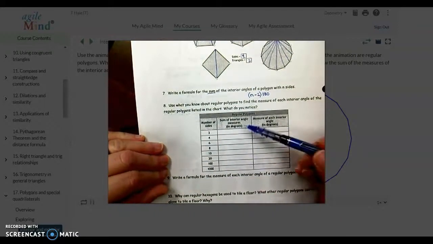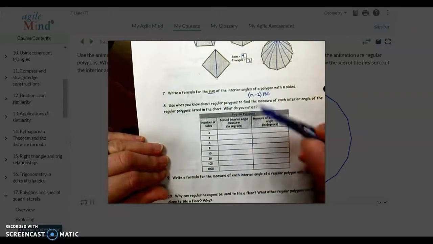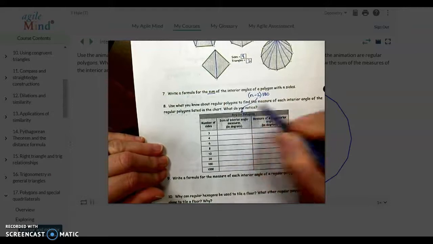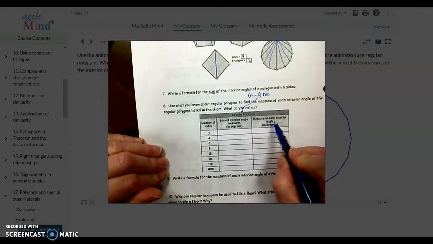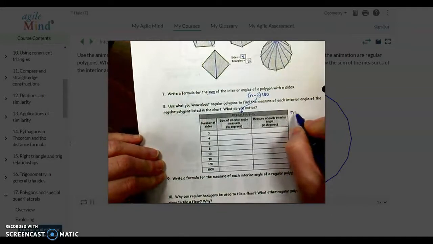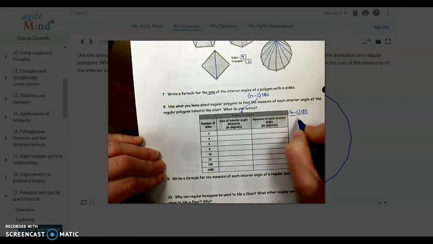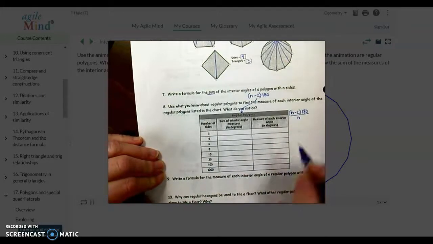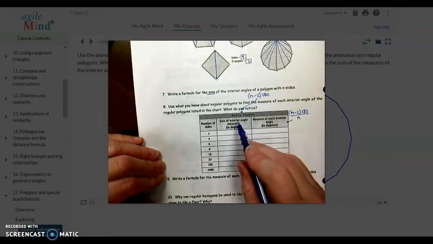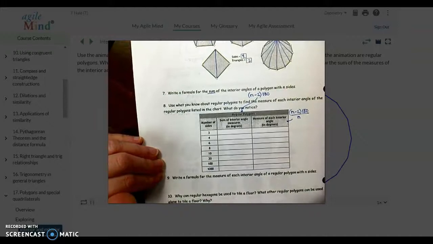So on number 8, we're going to be, just for regular polygons, finding the sum of the interior angle measure using this formula. And then we're going to find the measure of each interior angle, so each one. So remember, we're going to take that sum, which is n minus 2 times 180, and then divide it by the number of sides. That's how we find the measure of each angle in a regular polygon. We couldn't do this if it wasn't regular, because they could all be different amounts.